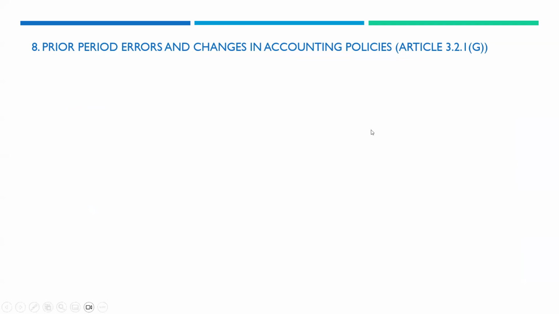Prior period errors and changes in accounting policies. I'm sure somebody has mentioned IAS 8. Okay, fantastic. Thank you, Ashik, for that. So, what happens in prior period errors? How do you adjust prior period errors? If it is a prior period error, you have to do a retrospective amendment, right?